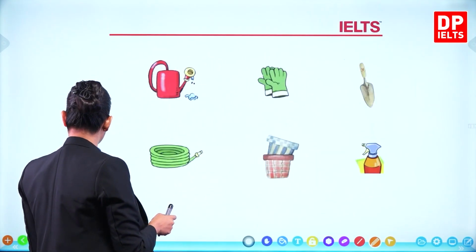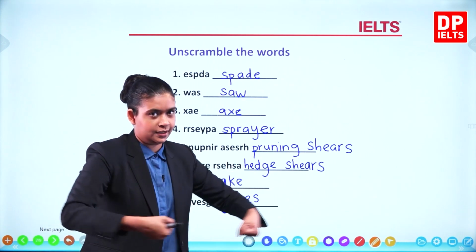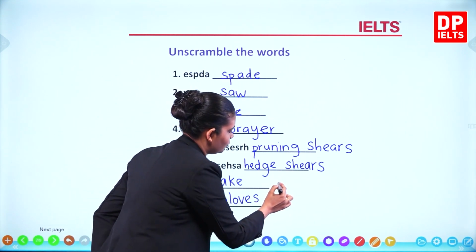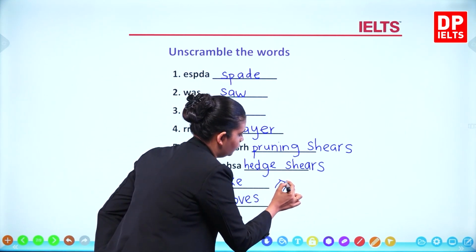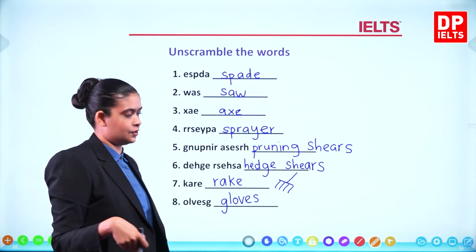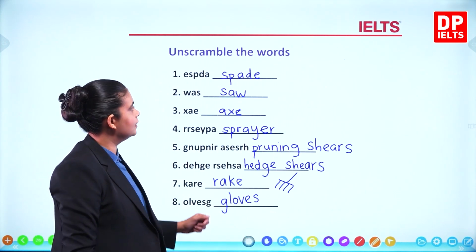Whereas the hedge shears are a bit bigger than that. Okay, hedge shears, you count it like that. Then you have the rake. You know, it's the little tool like this. You use it usually to pull the leaves and things like that. Okay, rake. And then the gloves, of course, you saw, right?